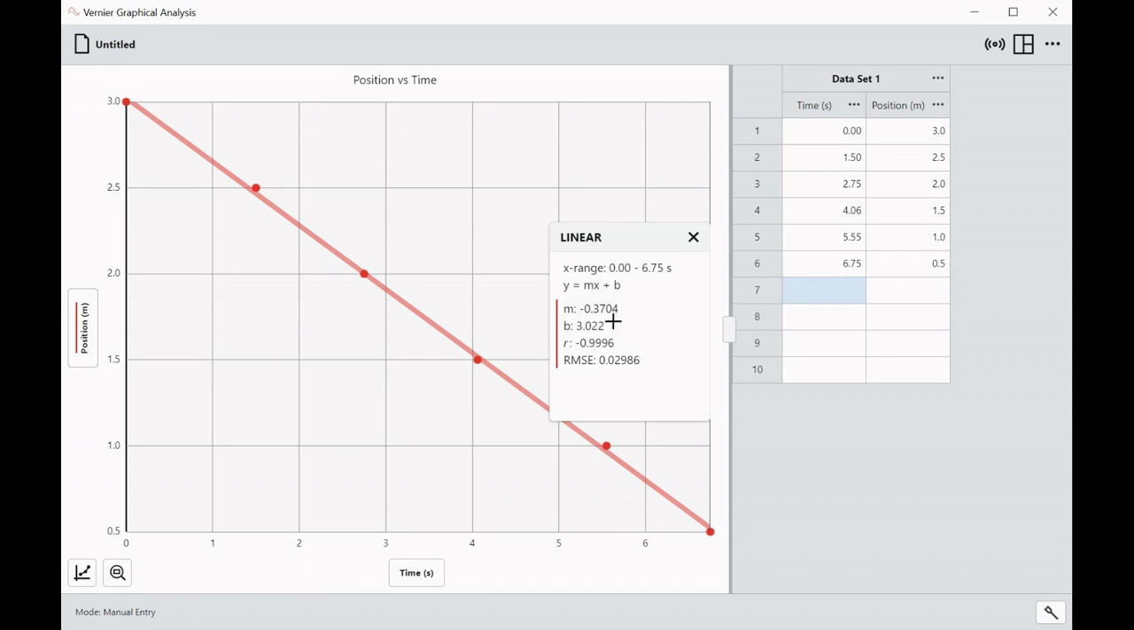The slope says negative 0.3704. And what does that tell us? That tells us the velocity is 0.37 meters per second, and the negative tells us that it is backwards. So we got 0.37 meters per second for the velocity both times. The vehicle claims that it's a constant speed vehicle, and we can see that it is. We get the same velocity both times that we measure it, once forward and once backward. So pretty neat there.